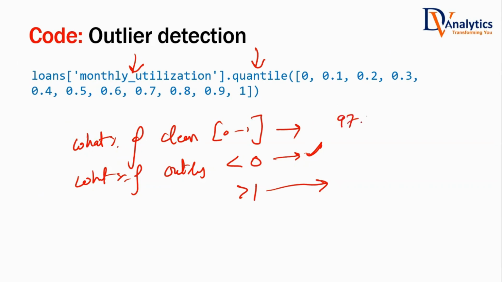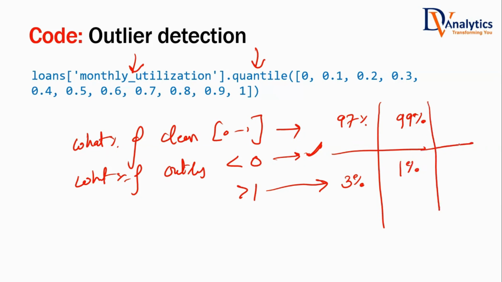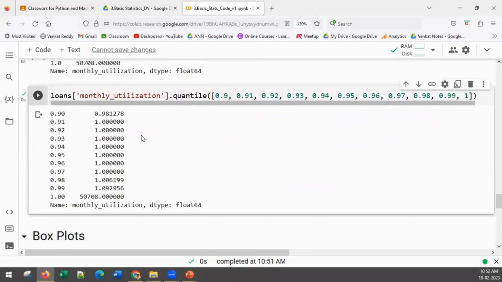97% is clean. How much is greater than 1? Roughly 3%. Are there any other answers? Maybe correct, may not be correct. The first answer may not be the correct answer. Any other answers? 99% are clean, 1% are having issues. Maybe correct, may not be correct. The second answer also may not always be correct. Give me your own answer, everybody. Form your own opinion. Do your own analysis. According to you, what percent of the data is clean? What percent of the data is having issues?